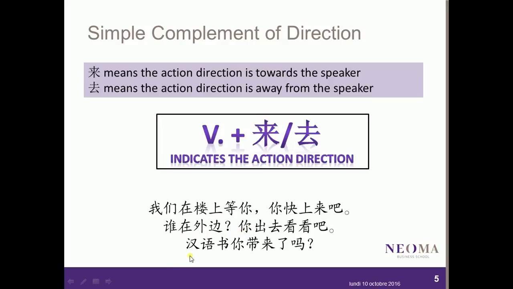Okay, all right, then number three: 汉语书你带来了吗？Did you bring it here? Did you bring it towards this location? Maybe it's a classroom, or maybe it's a meetup. So 你带来了吗？This indicates the direction of the action 带. Okay, 带来。If it's going away, for example, taking this book to another person, I have to say 带去这本书。Okay, 带去这本书, take it away. All right, now let's see some examples.